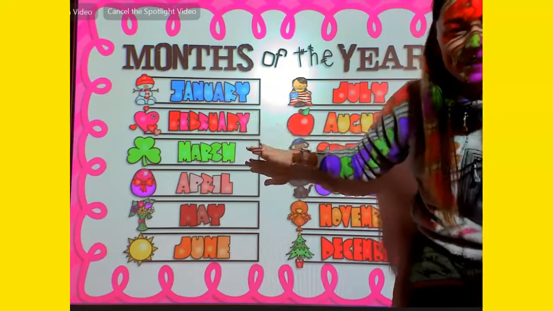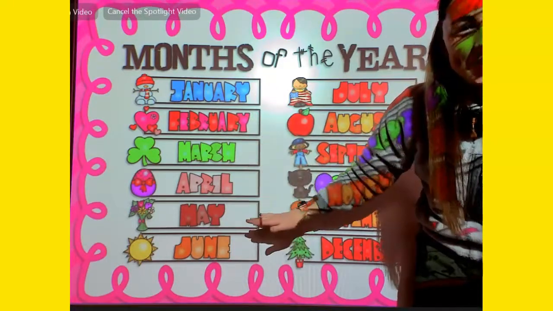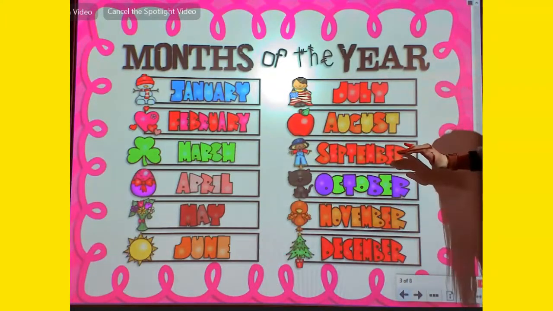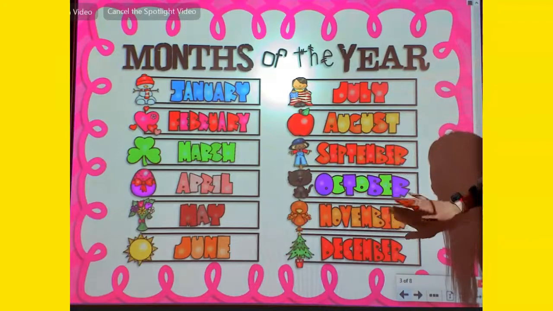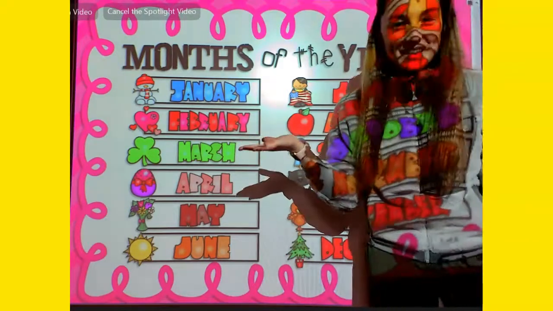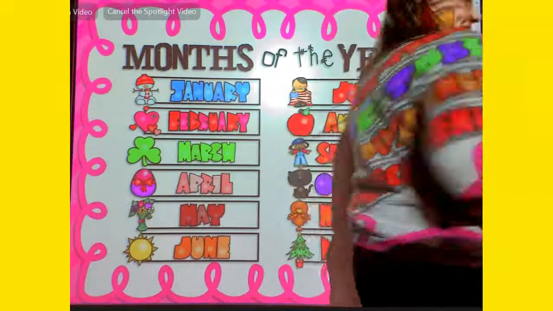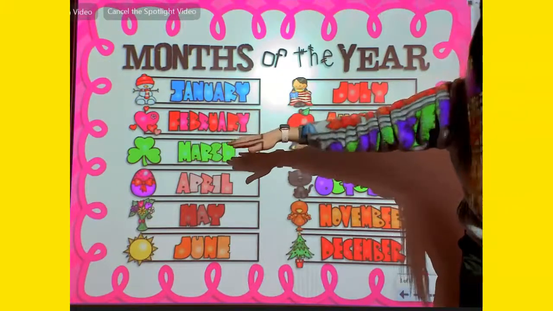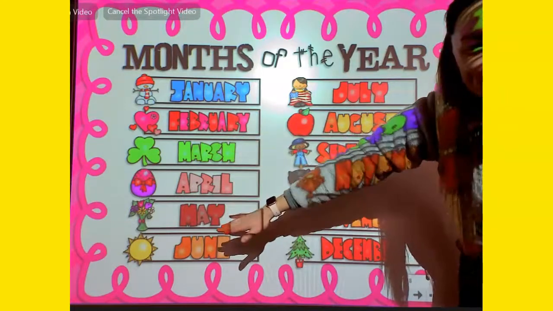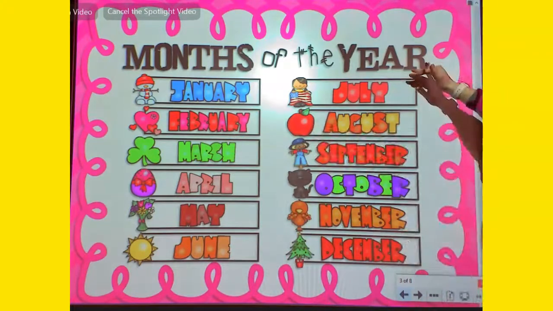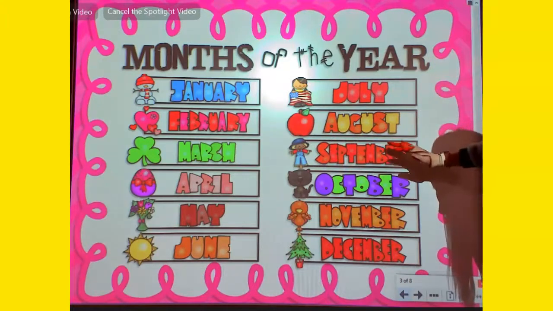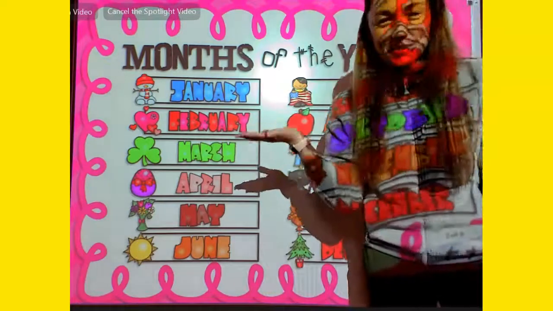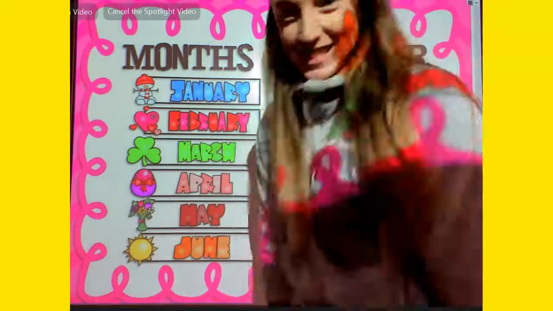January, February, March, and April, May, June, July, and August, September, October, November, December. The 12 months of the year. And we all turn around. January, February, March, and April, May, June, July, and August, September, October, November, December. Those are the months of the year. And we all sit down.